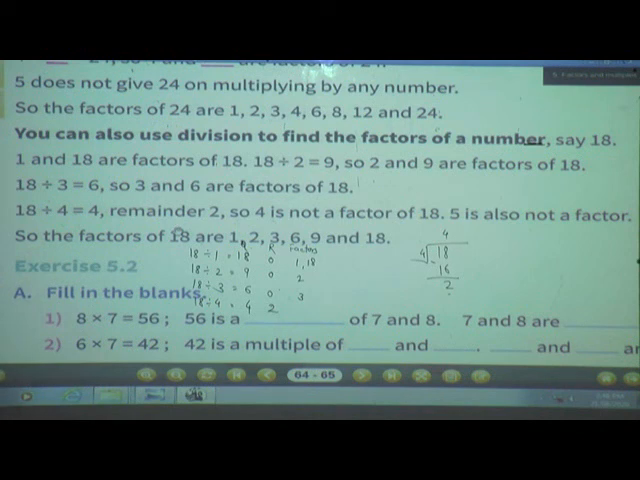What about 5? 5 is also not a factor. What about 6? 6 is a factor. What about 7? No, 7 is not a factor. What about 8? 8 also we cannot divide with 18. We get the quotient, but with the quotient we get a remainder. So if a remainder is there, we cannot take that number as a factor.